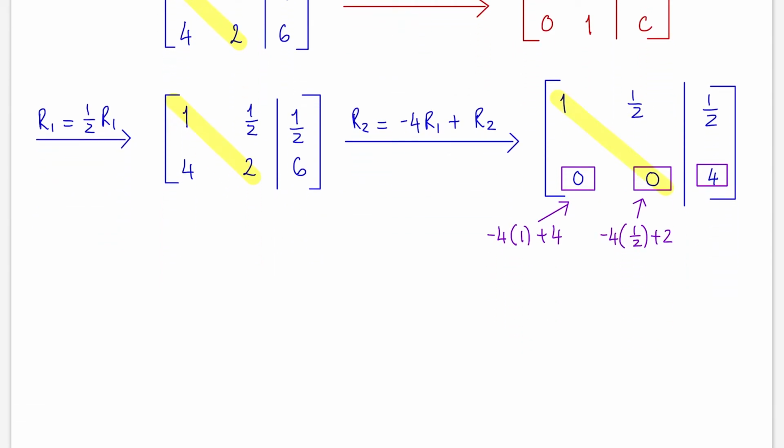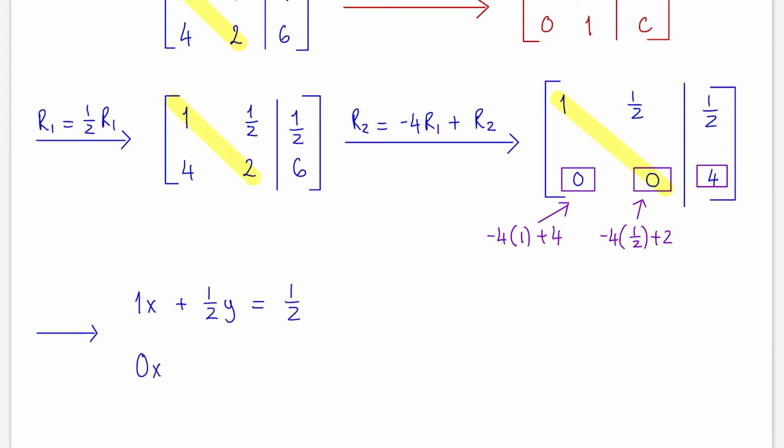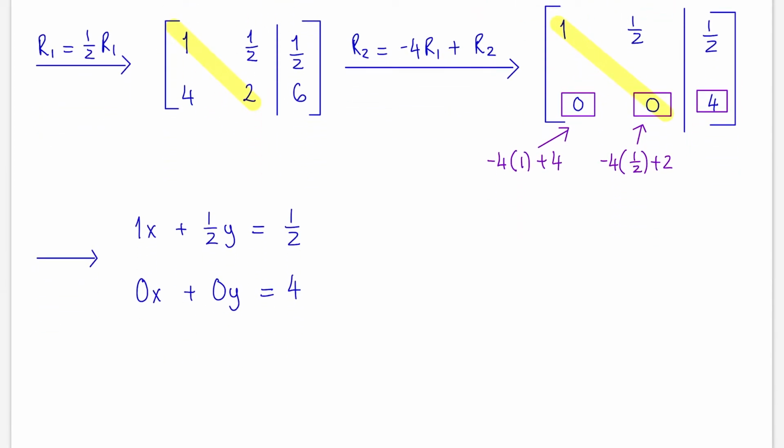So at this step, I cannot continue because I have 1 here and 0 here. This is not 1, this is 0, but there's nothing else I can do. So I'm going to stop right here. I will rewrite that back into my equations. 1x plus 1/2 y equals 1/2. 0x plus 0y equals 4. So the second row gave me the equation 0x plus 0y equals 4, which is 0 equals 4, which means the system is inconsistent and has no solution.